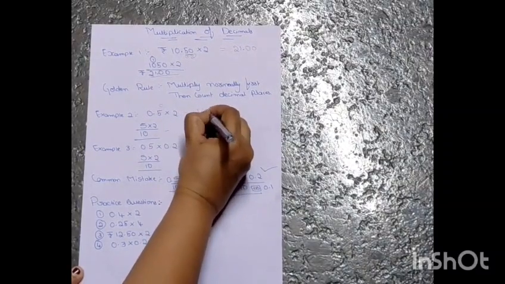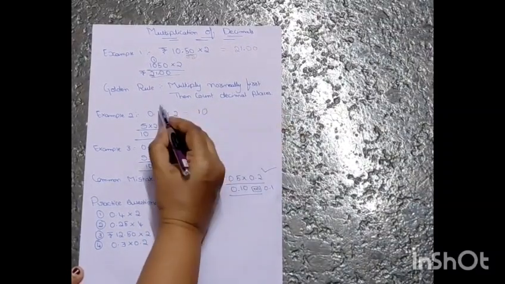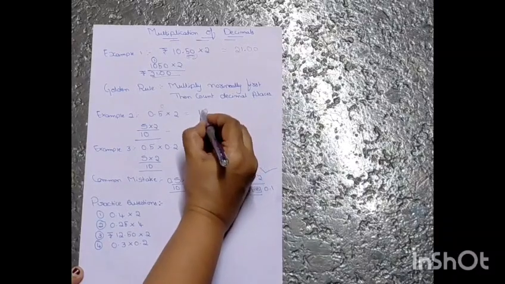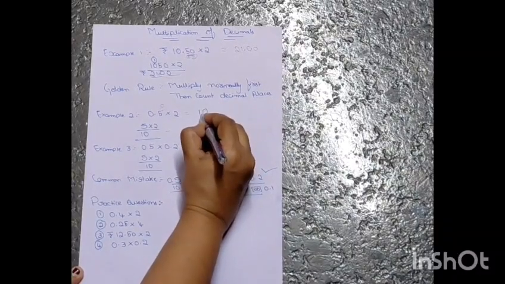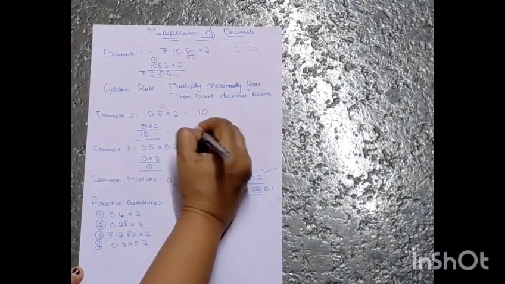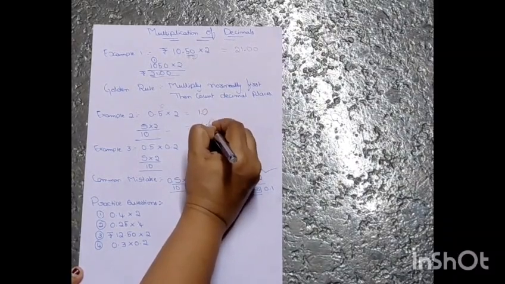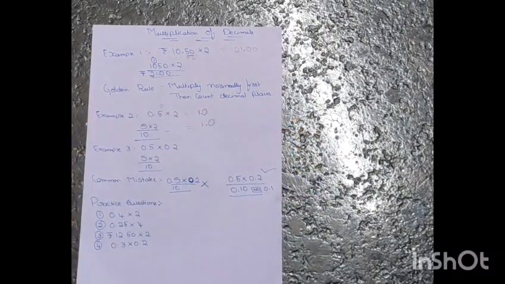5 2s are 10, we have done. 10 is there, but only one digit is there. So after one number, one digit will keep the dot. So the answer will be 1.0. Let's go. Example 3.